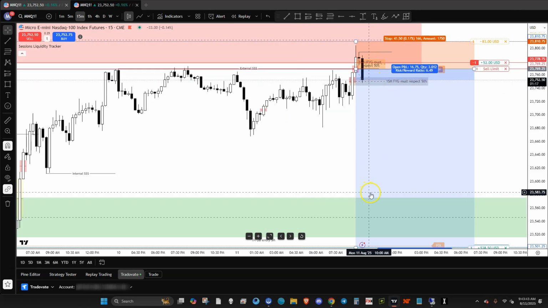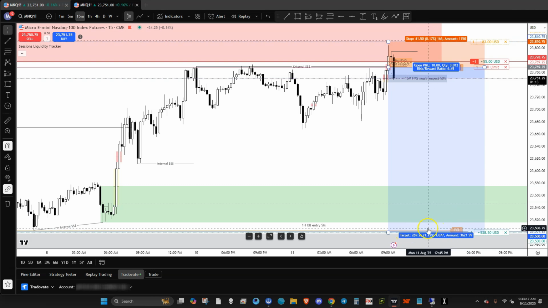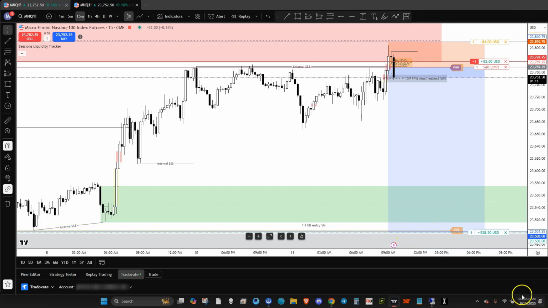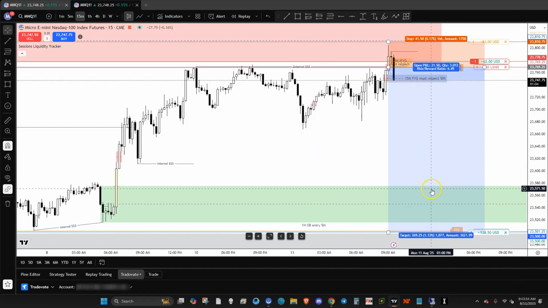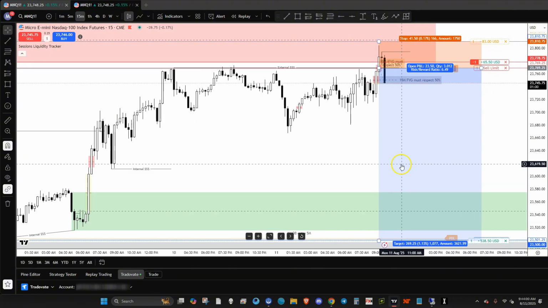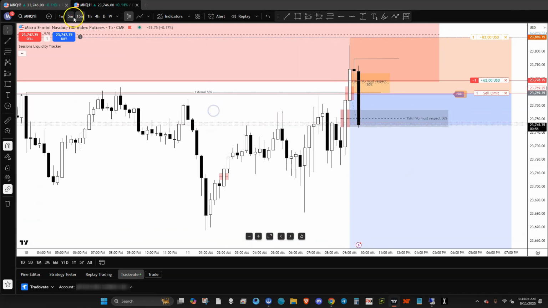So we are looking to drop to this area, maybe go all the way to the previous day low, but it's late already on the New York session. I don't think it's gonna get there. We might play around in this area, get here, then go up, and then go down all the way down. But as of right now, we're just gonna get on this trade, see how it plays out.